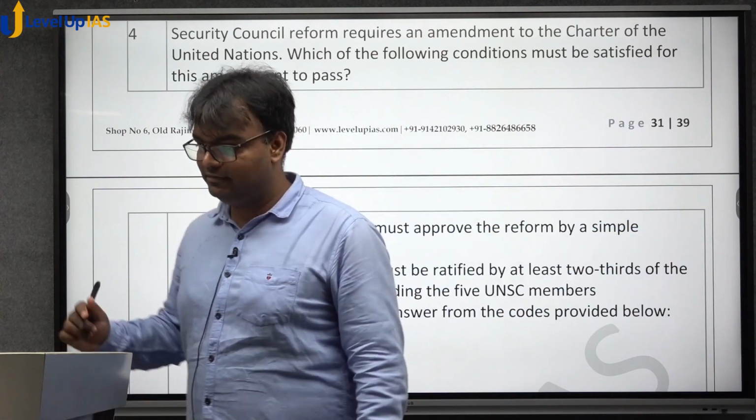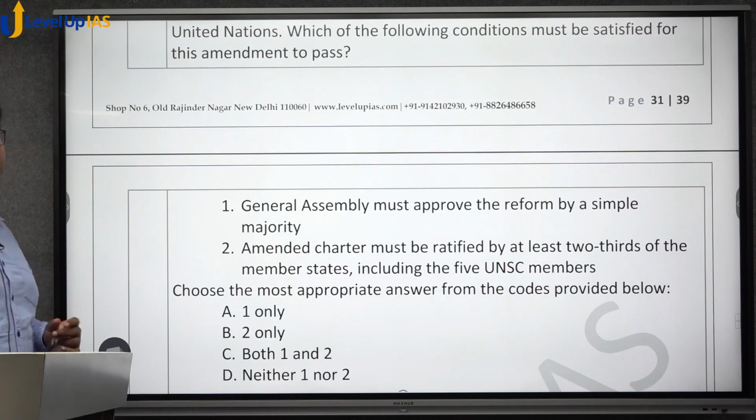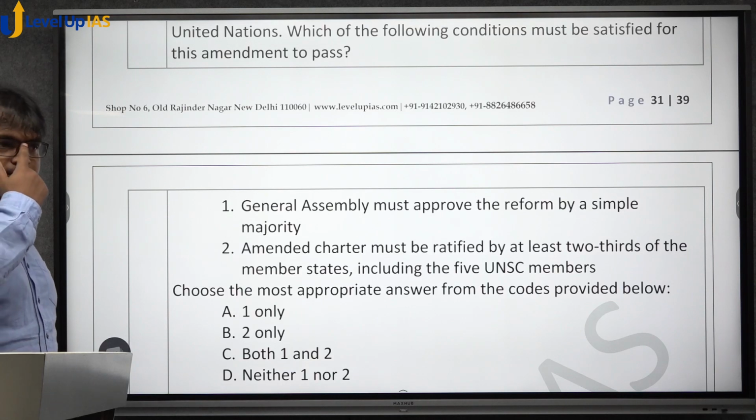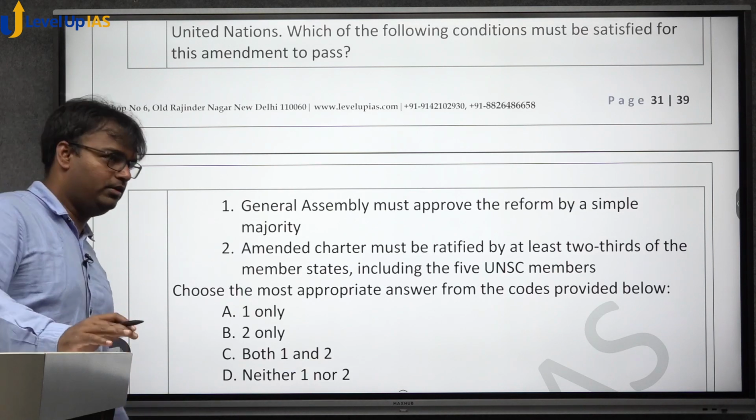पांडे जी तो हमारे स्टाफ मेंबर है. Security Council reform requires an amendment to the Charter of the United Nations. Which of the following conditions must be satisfied for this amendment? 1 और 2 में से क्या satisfy होना चाहिए for the amendment to Security Council Charter? General Assembly must approve the reform by a simple majority. Pakka? Okay.